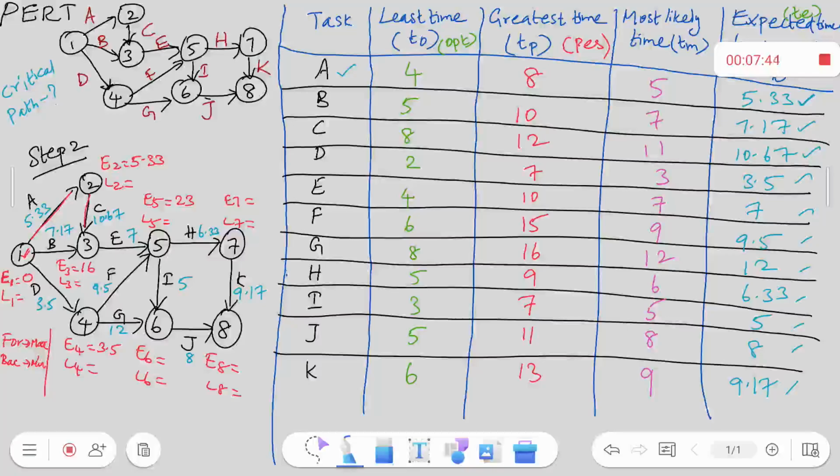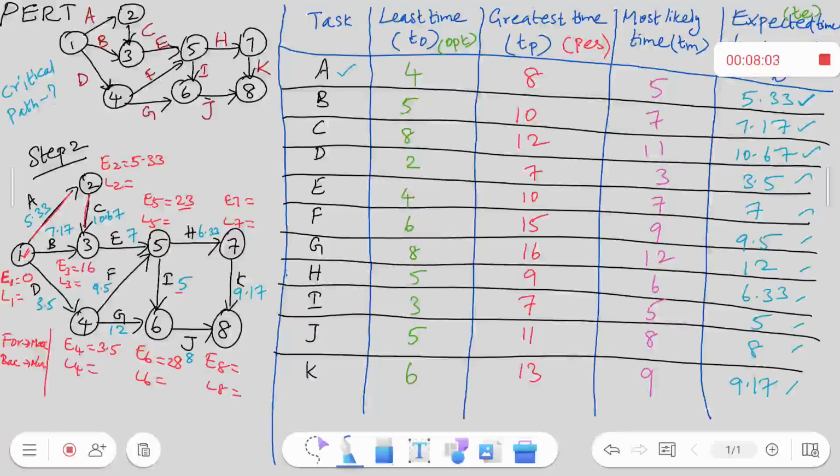When you go to 6, when you take from the 4th node, it is 3.5 plus 12. So it becomes 15.5. That is the minimum. When you come here, from 5 to 6, it is 23 plus 5. So the answer is 28 because it is the maximum value.